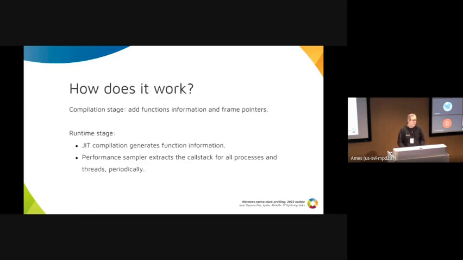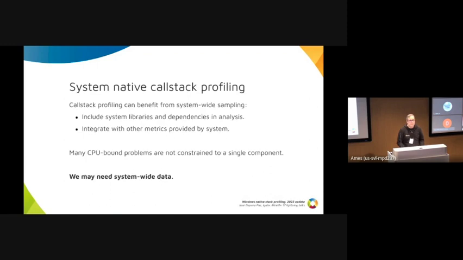So how does it work? First, at the compilation stage, we need to generate the function information and frame pointers. And then at the runtime stage, the JIT compilation is also going to generate function information. And the performance sampler will extract the call stack for all processes and threads periodically. Call stack profiling can benefit from system-wide sampling. So we want to include the system libraries and the dependencies in the analysis. We want to integrate that with all the metrics provided by the system. Many CPU-bound problems are not constrained to a single component, so it's important that we get system-wide data.